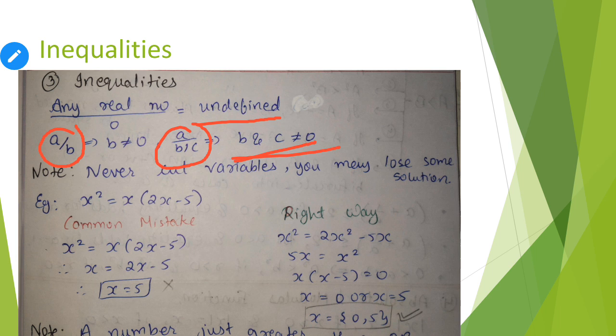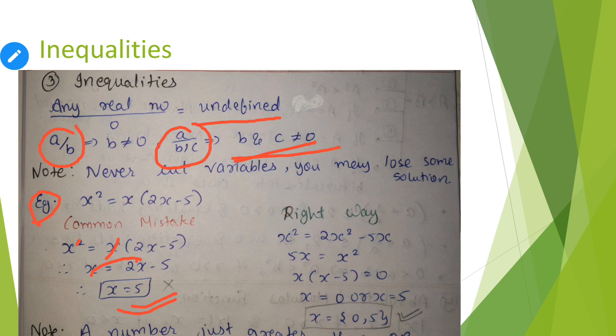There is a note: never cut variables, you may lose some solution. When you are solving a question, never cut the variables directly. You should solve it step by step. Let's discuss one example. Most of the students commit a mistake here. If the question is x square is equal to x into 2x minus 5, what is the common mistake students make? They cut the variable x. So we write x is equal to 2x minus 5. If we bring x this side and 5 this side, we get x is equal to 5.